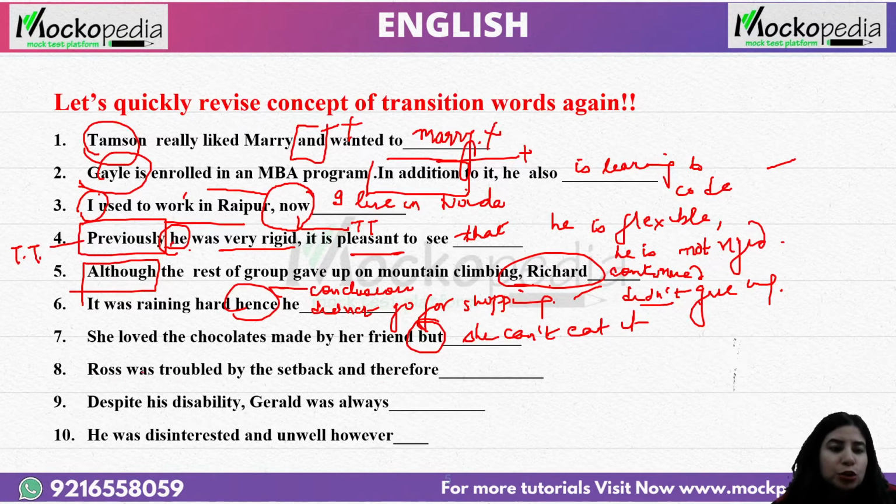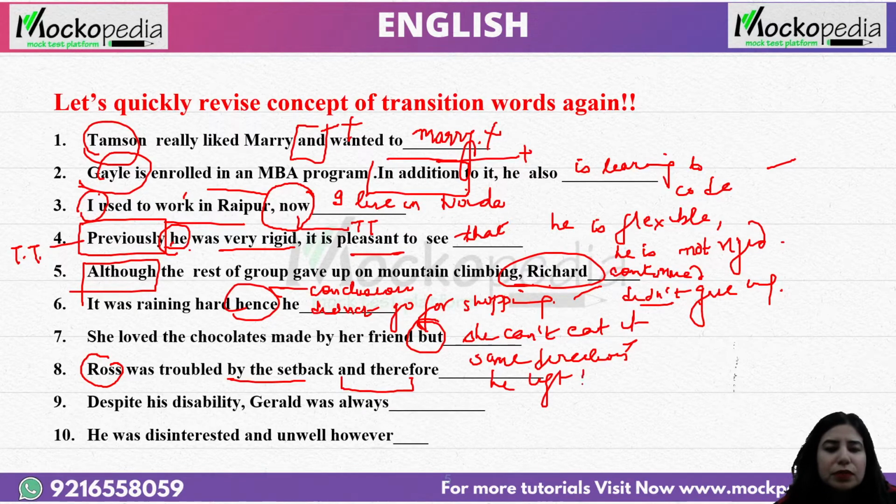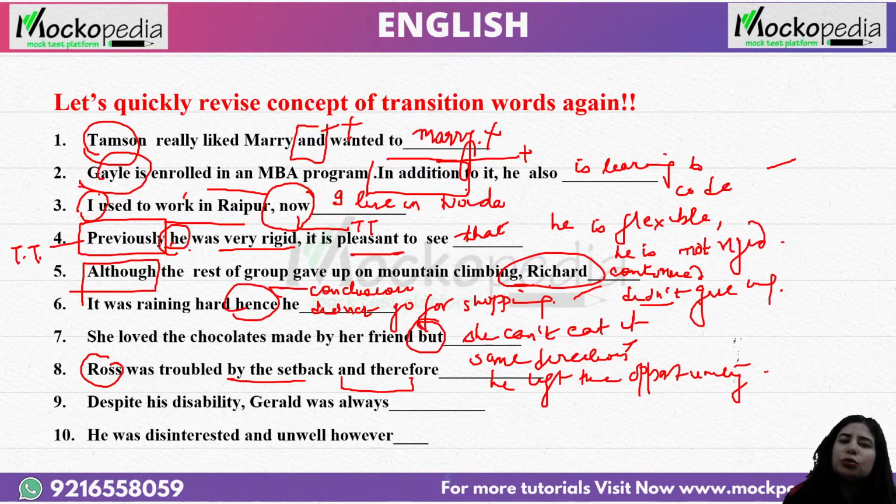Come to the next one. Ross was troubled by the setback and therefore. So, who are we talking about? We are talking about Ross. What is the additional information? That he was troubled by the setback. Now, what are the transitions, "and therefore"? If he's troubled and there is this "and," the discussion is going to proceed in the same direction, right? So you're going to say, and therefore he left the opportunity, right? Or anything that shows that he couldn't move on.